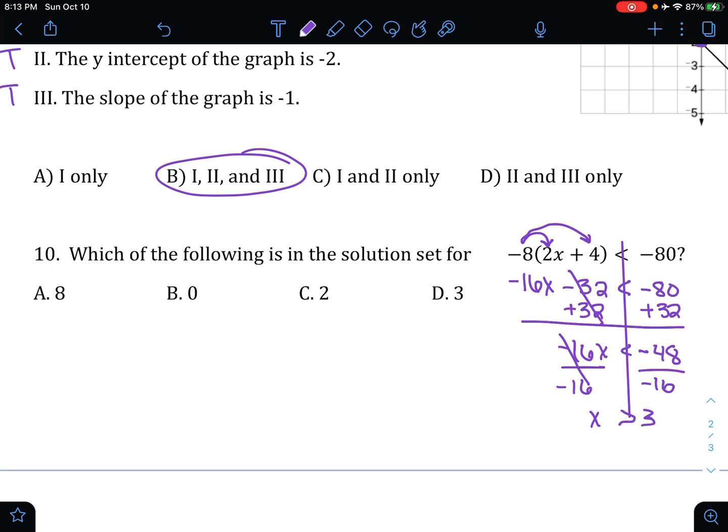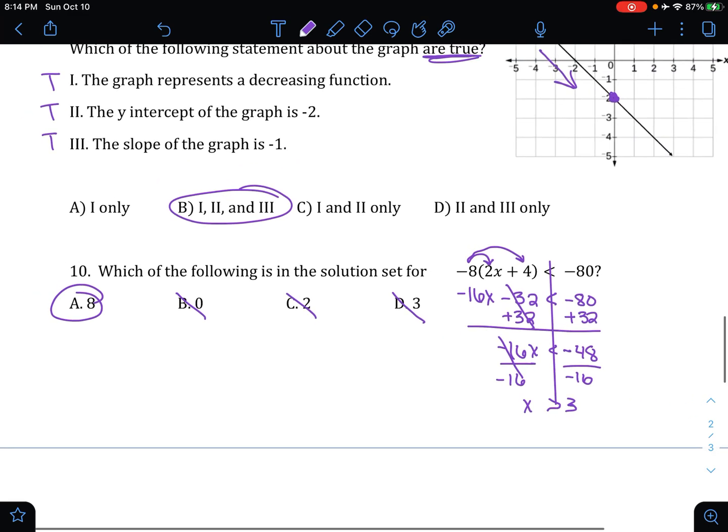There we go. So which one of these numbers is in the solution set? Well, it has to be bigger than 3, which eliminates B, C, and D. D would have to be or equal to, so it does not work in this set. So answer choice A is the correct answer.